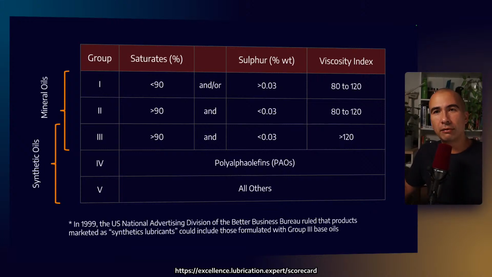Now, we haven't talked about the viscosity index yet, but effectively it is a measure of how thin an oil gets with increasing temperature. Now, the synthetics cover groups 3, 4, and 5. Group 3 is a synthetic in name only. So legally, you can market it as a synthetic in most markets. I think Germany might be the exception, but this is due to a legal ruling that occurred in 1999.